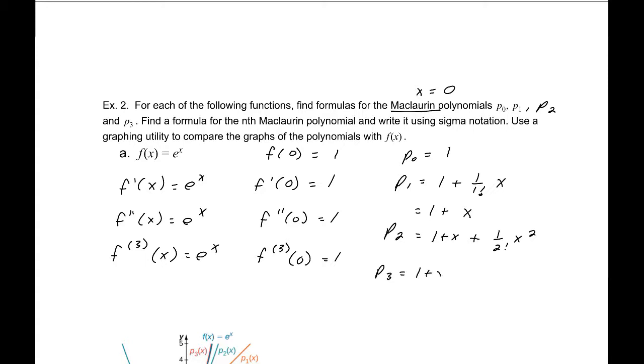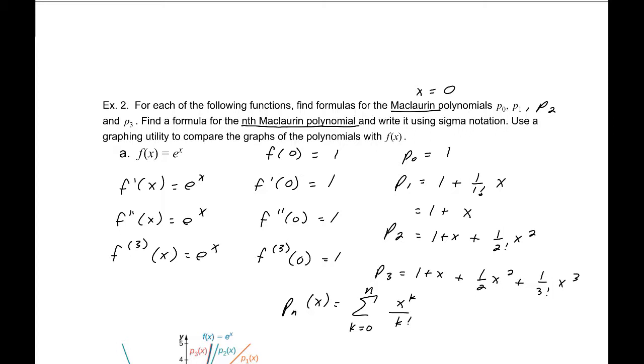P3, 1 plus x plus 1/2 x squared plus 1 over 3 factorial times x cubed. All right, so in general, the nth Maclaurin polynomial, our Pn, and since we're using the nth polynomial, we better start with a k there. The sum from k equals 0 to n of x to the k divided by k factorial.